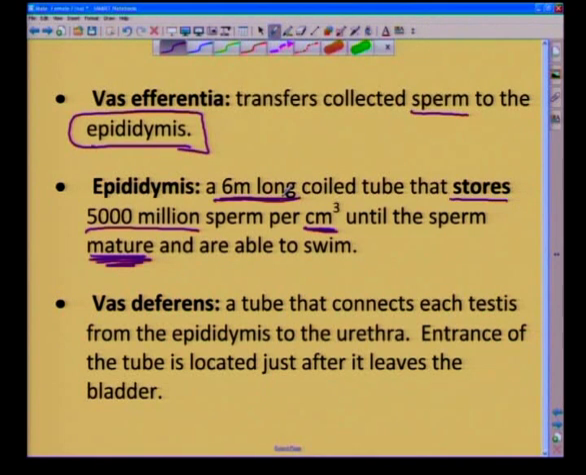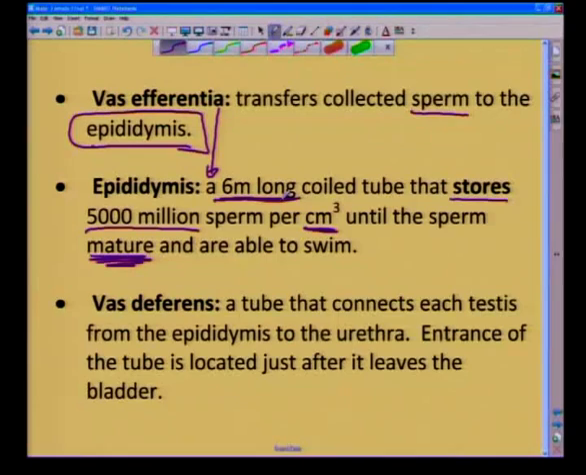So vas efferentia collects the sperm and deposits it into the epididymis, and the epididymis is about 6 meters long, and it stores 500 million sperm cells. So until the sperms mature, and they are now able to swim, to be ejaculated, and to swim to the egg cell for reproduction to occur. Now, from the epididymis, it's going to go into the vas deferens.